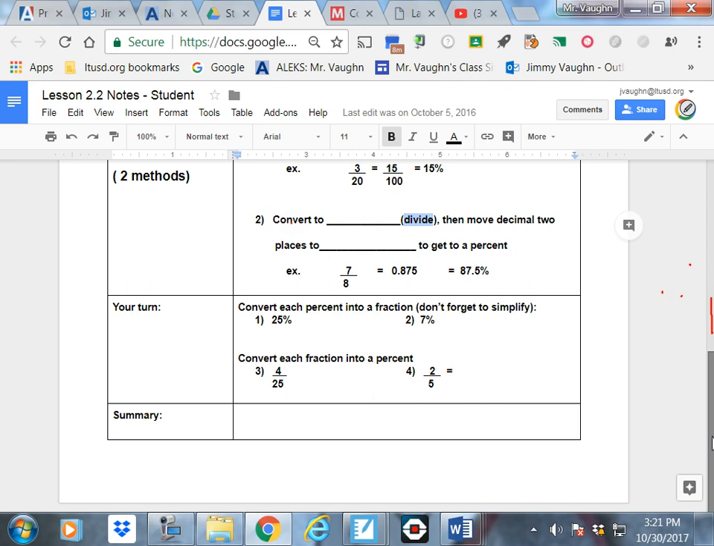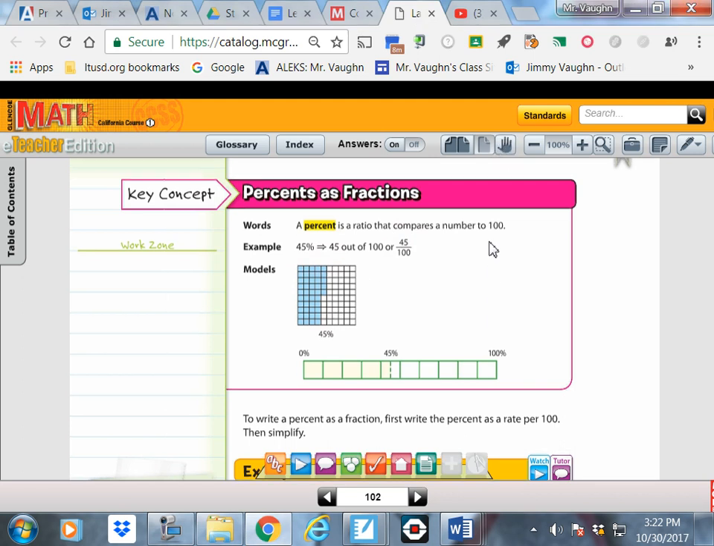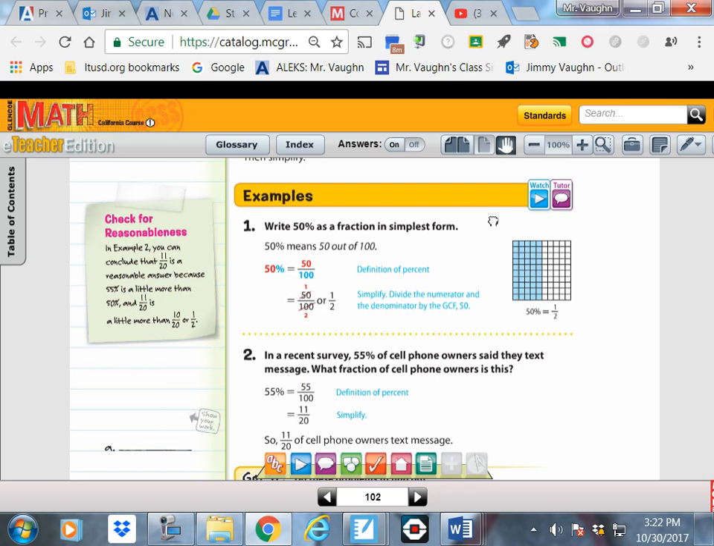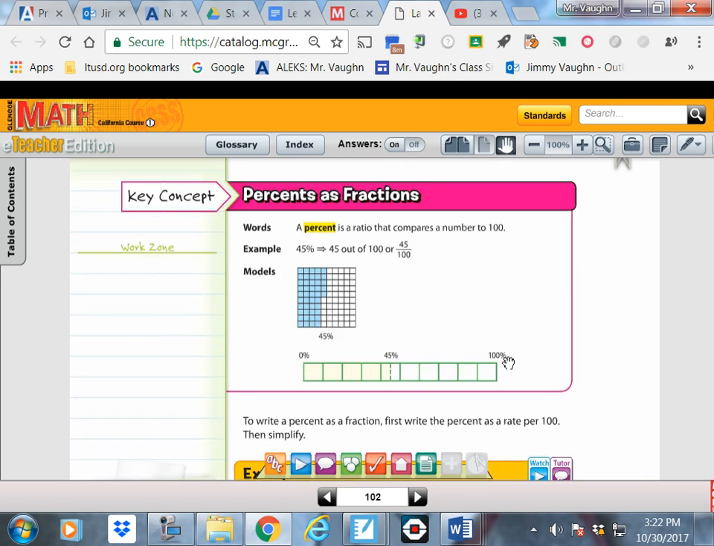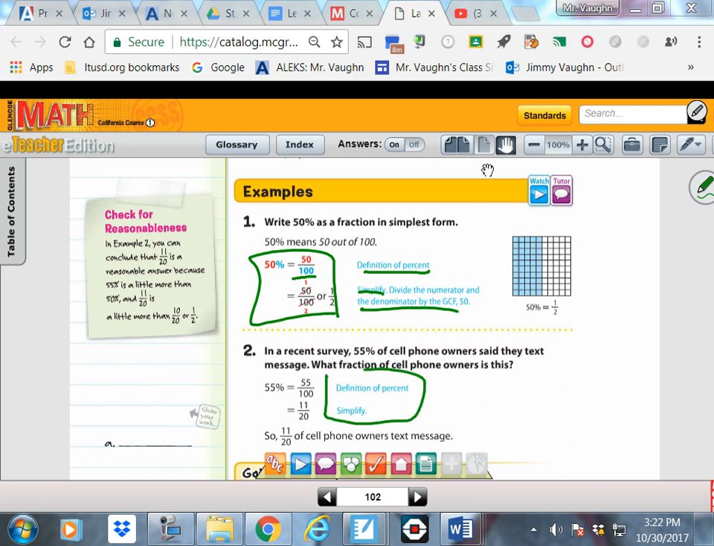If you need some more explanation, the textbook is quite good. If you look at the blue writing on yours, it's not blue because you have a photocopy. They give you the explanation up here, and then they give you some examples. All this blue stuff says what they're doing on this side. So, definition of a percent: 50% means 50 out of 100. That's why they wrote it as a fraction, and then simplify. So if my explanations don't do it for you, go ahead and look at the blue stuff on pages 102 and 103, and hopefully that will help you out some more.